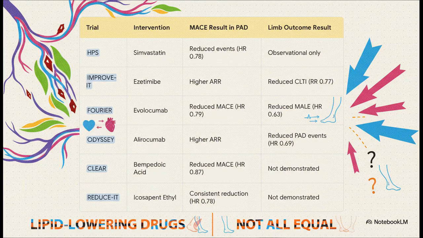And this table just lays it all out so clearly. You see HPS with simvastatin. Yep, it reduces major vascular events. That's our baseline. Then you add ezetimibe and improve it, and you start to see some signals for limb benefit. But then, look at FOURIER and ODYSSEY. With the PCSK9 inhibitors, evolocumab and alirocumab, it's just bang. Big significant reductions in both MACE and those limb events. Now contrast that with CLEAR and REDUCE-IT. Bempedoic acid and icosapent ethyl. For sure, they reduce MACE, but that clear limb benefit, the data just isn't there yet in the same way. The bottom line is this. When it comes to saving the limb, not all lipid-lowering drugs are created equal, not by a long shot.